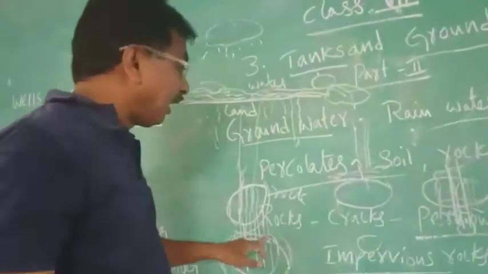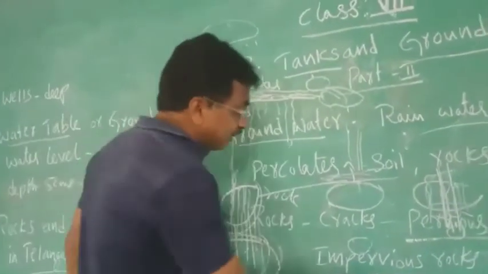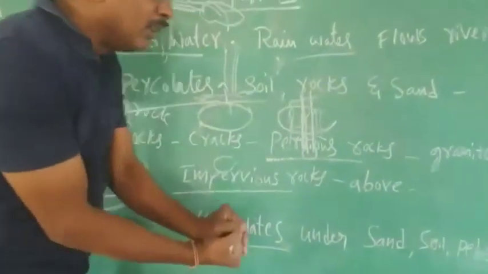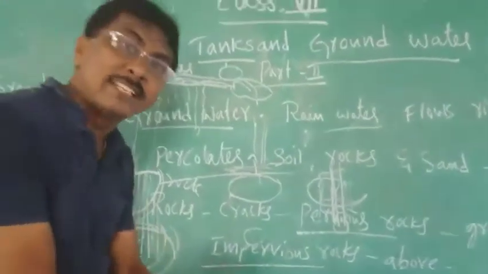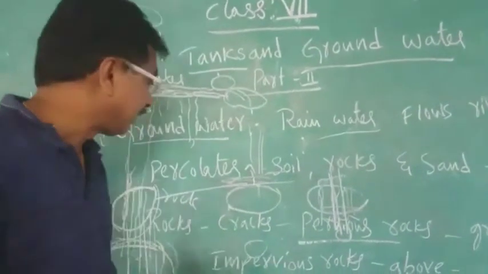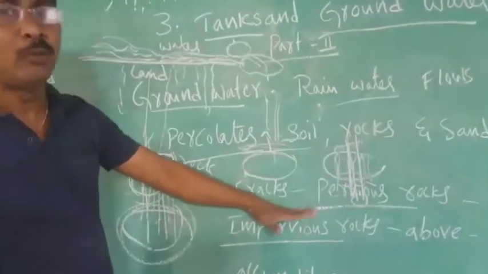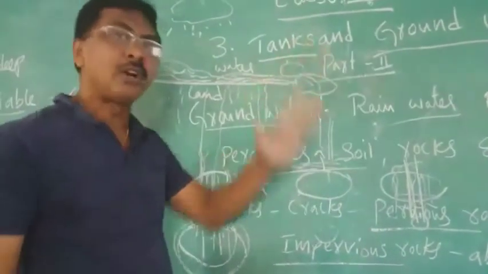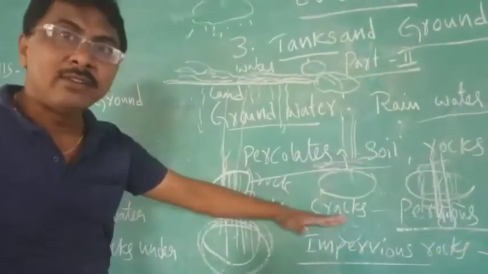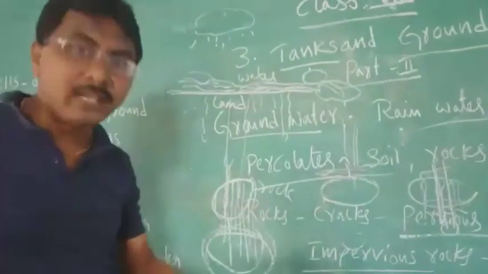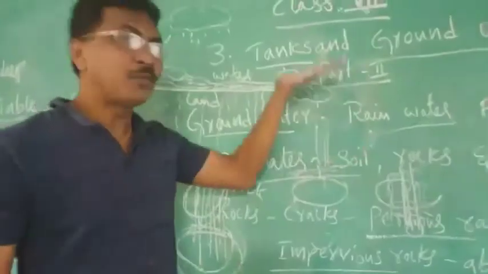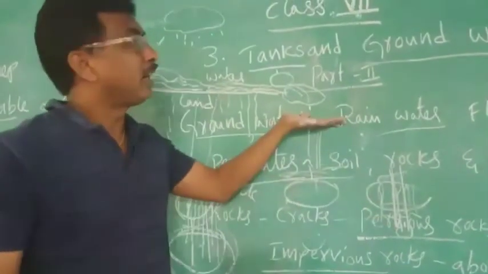And next, accumulation, as I told you. For pervious rocks, in the sand and soil layers, the water stays below. For impervious rock, totally above only, here only the soil will be there and the water will be there. That is about that. And if water has come inside, you can find more water in the wells and bore wells.